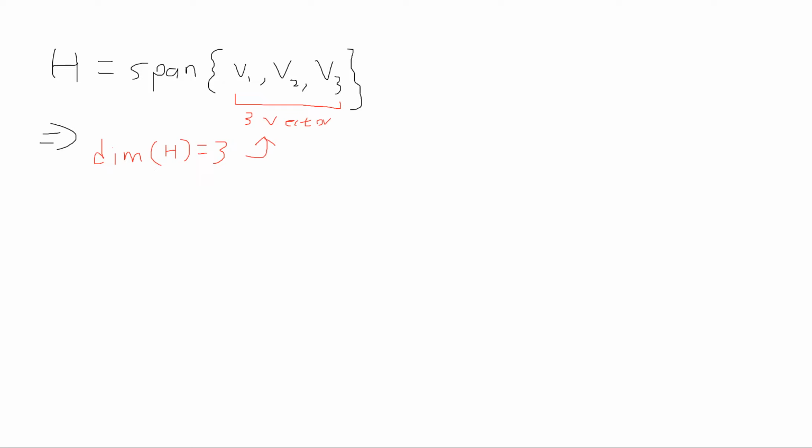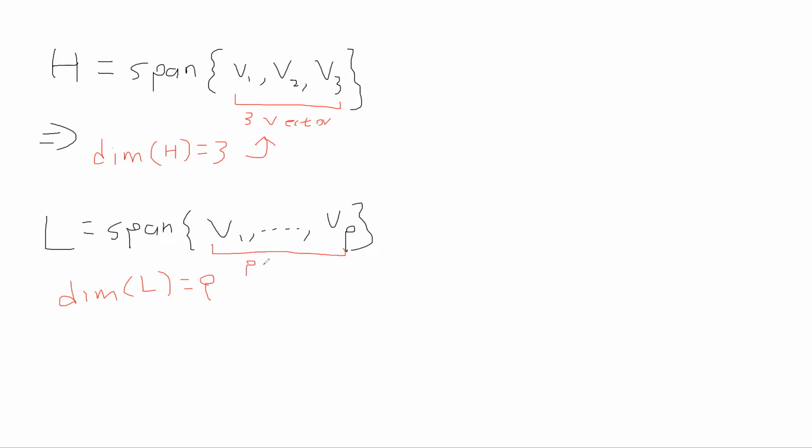Now, let's take this into a more general form, right? Let's say I have another subspace H and it's being spanned by V1 to VP, okay? Then what do you think the dimension of H is? That's right, the dimension is going to be P, right? Because we need P vectors, P number of vectors, to span the subspace. Okay? So that's the basic definition of dimension.